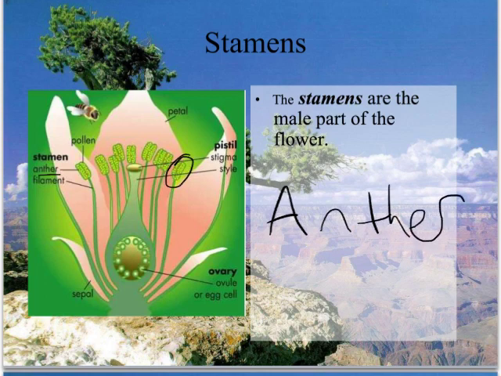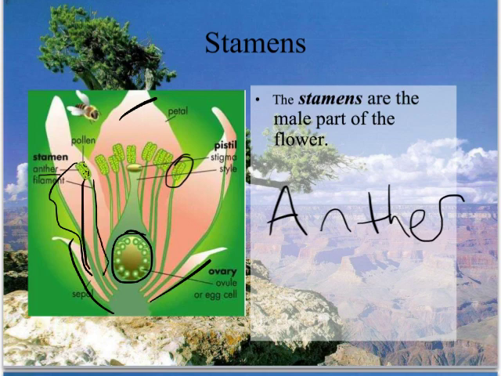This test sets itself up for a matching section, and so you will need to know how to identify the different parts, like pollen, which would be the small grains up here, the petal, the sepal, which is back here, the ovary. This whole thing is the stamen. The filament is what holds it up here. The anther is that top part here.